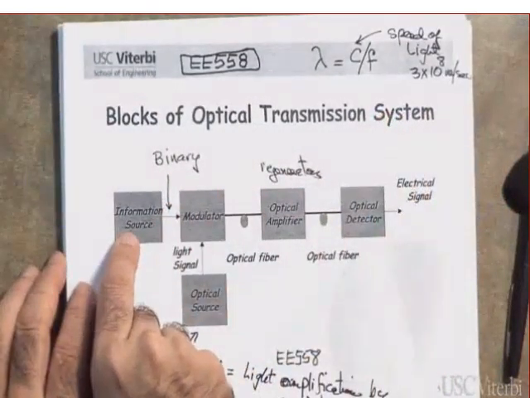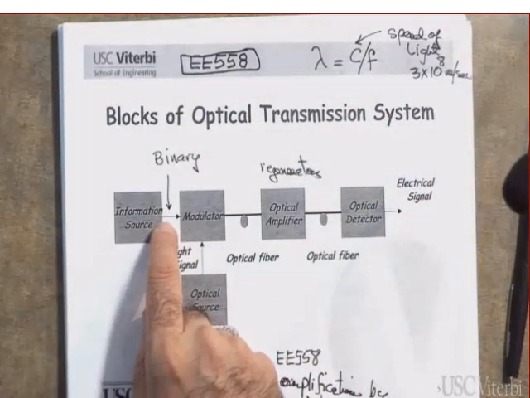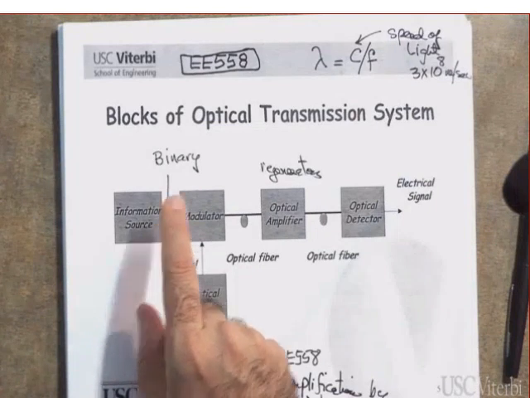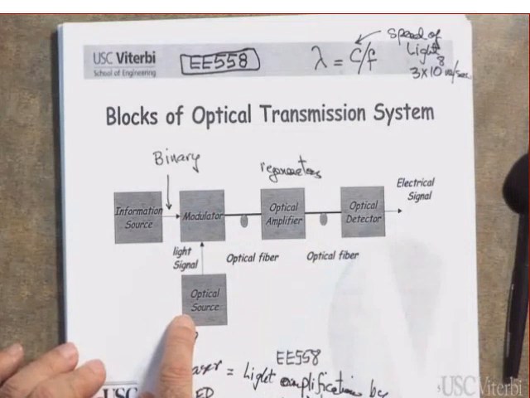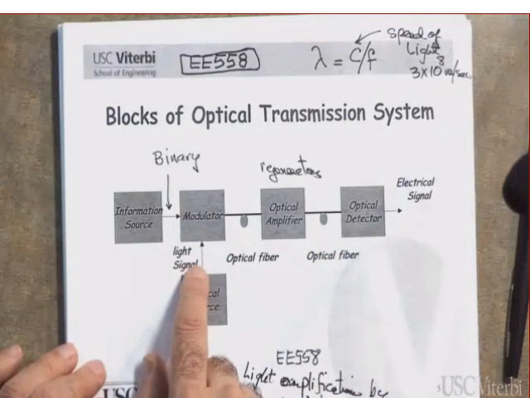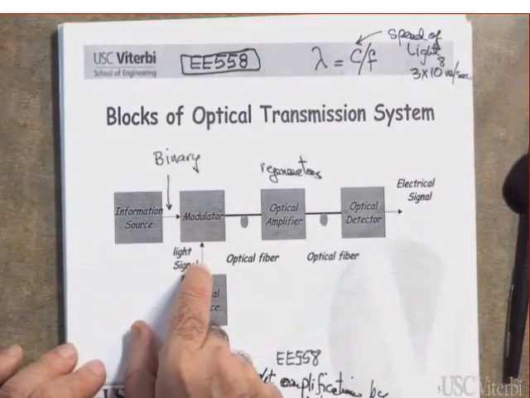This is the information source generating what type of signals? Binary signals. Digital signals, binary signals. Then I have the modulator. This is an optical source. For example, a laser generating light signals. The information is going to be modulated onto the light.